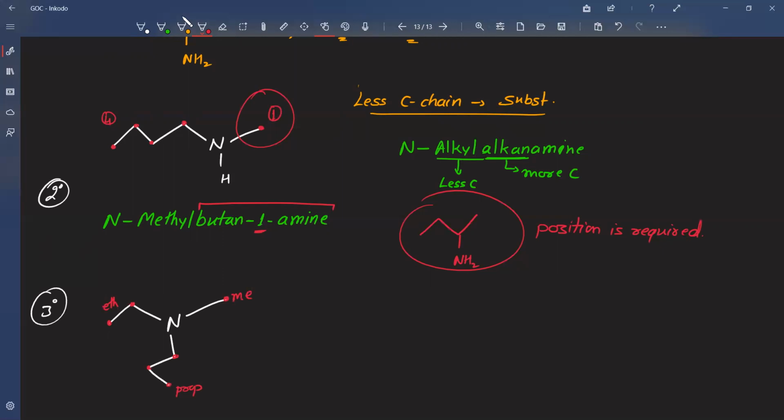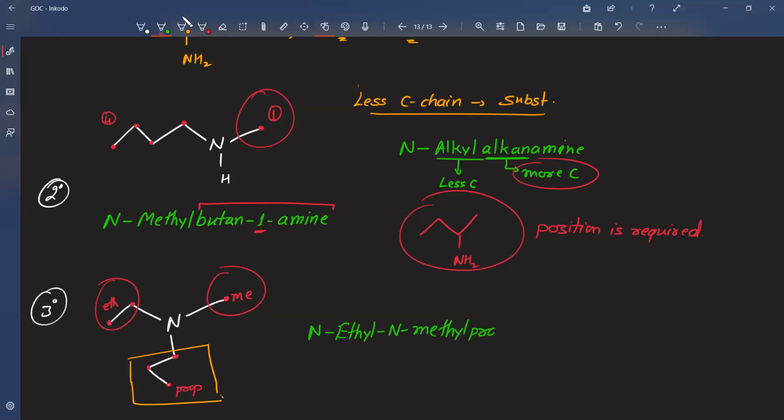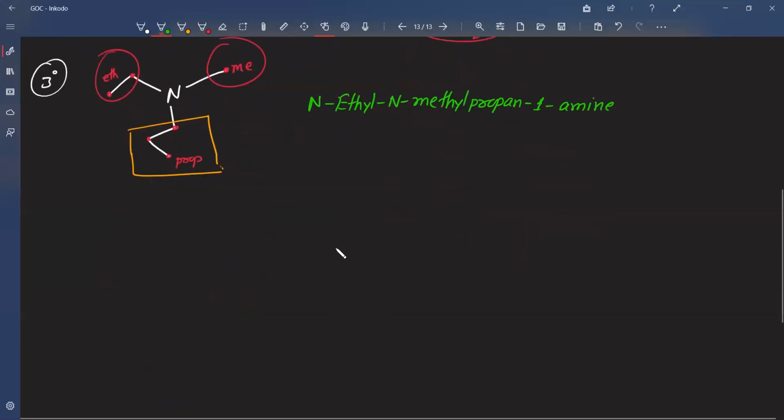Now when you have to write it, while writing substituents, we will take care that we write substituents in alphabetical order. The main chain will still be the chain with more carbons. So this is the main chain, and these are your substituents, and they are both connected to N, so that's why we write N. When you are writing, you don't have to write methyl first. You have to write ethyl first. So N-ethyl-N-methylpropanamine, propane-1-amine, as I told earlier also. Position is required.